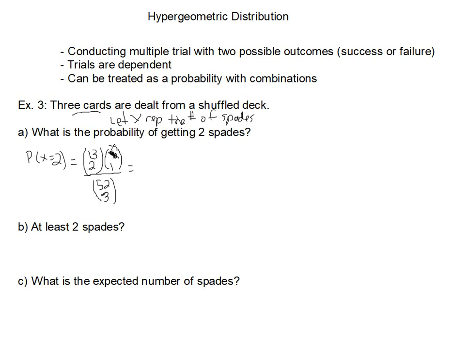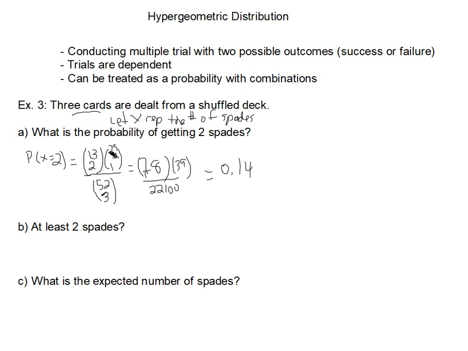And so if we plug that into the calculator, we should get 13 choose 2 is 78. 39 choose 1 is 39, and 52 choose 3 is 22,100. And again, if we plug that directly into the calculator, we will get an answer of 0.14. So our probability of getting 2 spades when we deal out 3 cards from a deck of cards is 0.14.